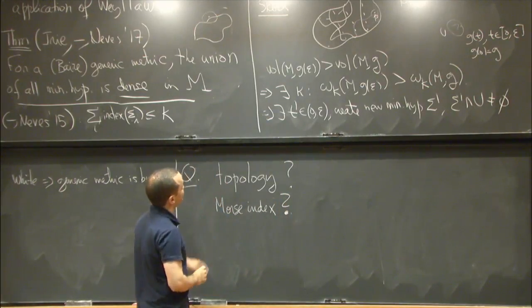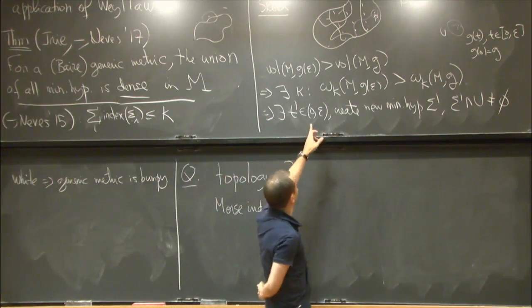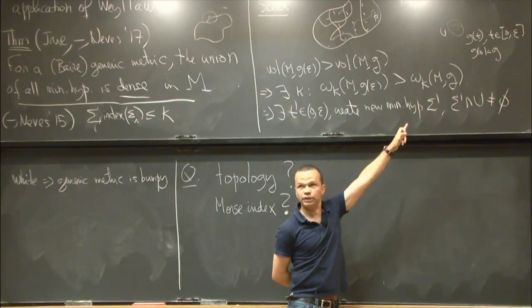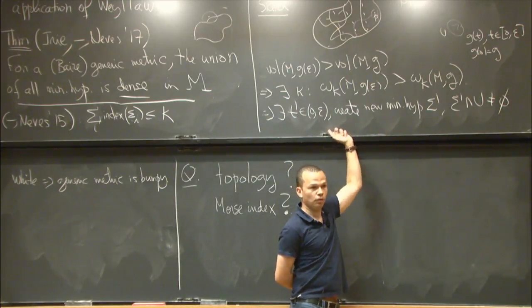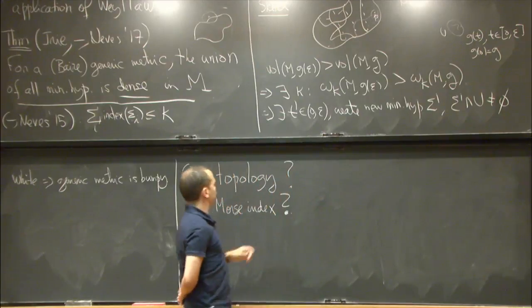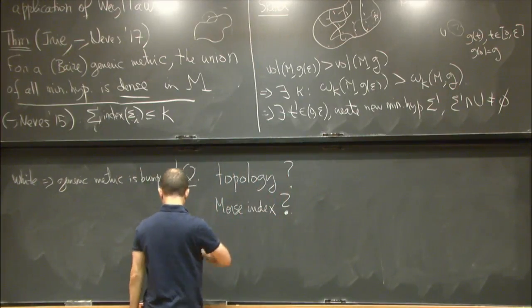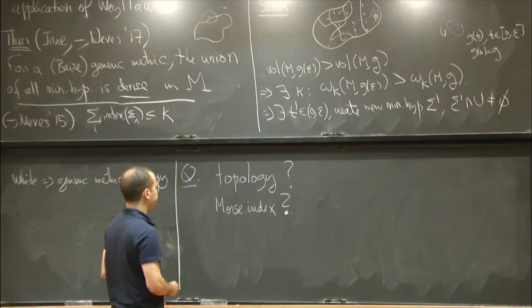You note that in this argument, I don't know which k is going to give me the strict inequality. I don't control k, so I don't have any information about the Morse index. It would be very interesting to study these.